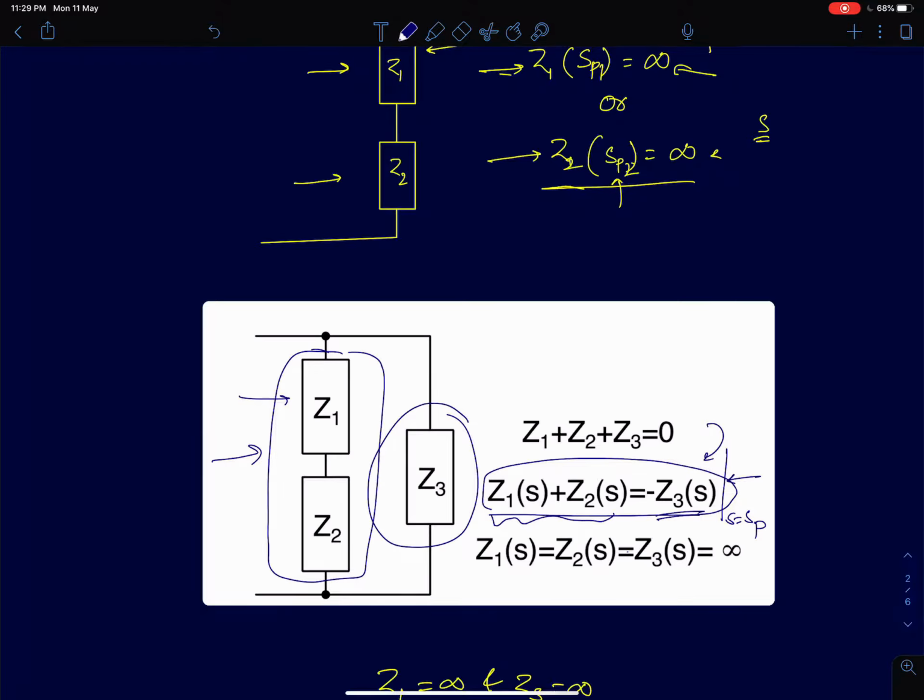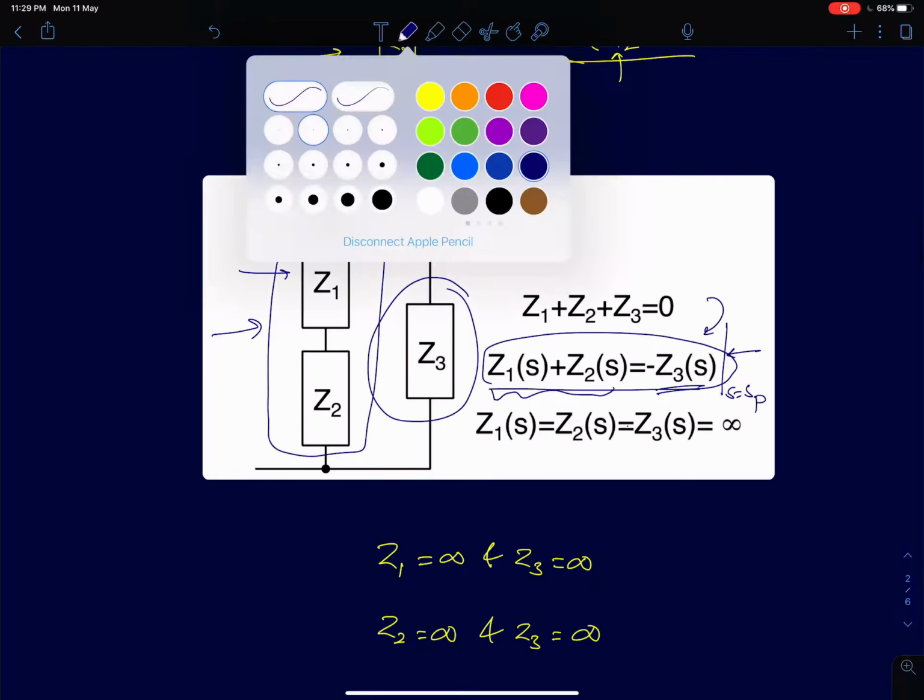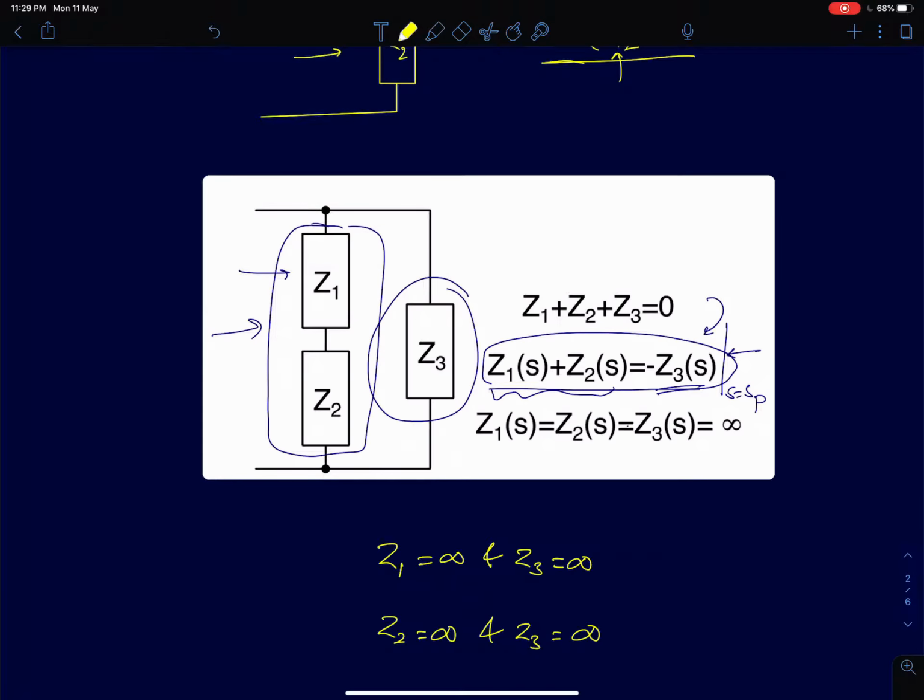Okay. The other conditions which will give us poles for this circuit are that since we have both the arms, where there are two parallel arms in this circuit, in this impedance. If say Z1 is infinity, then obviously the impedance of the first arm is going to be infinity, and Z3 is also infinity at the same value of S.